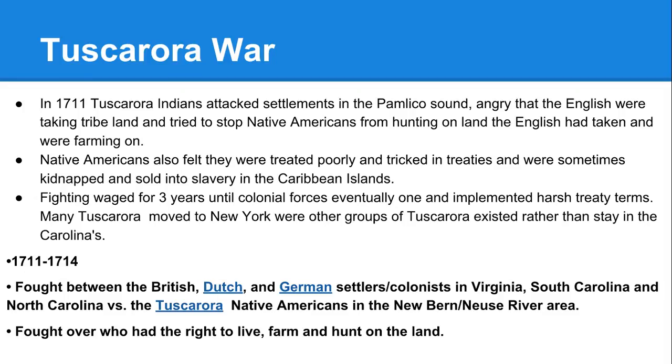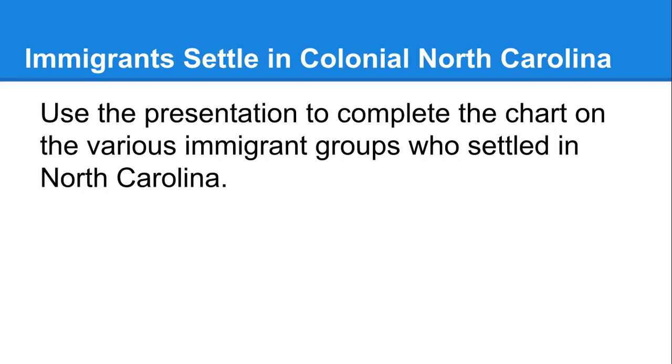So that's the front side. When you finish with that, we'll flip over to the back, and we're going to look at some different immigrant groups that settled in North Carolina during colonial times. Use this presentation and this graphic organizer or chart on the back to fill in the different information about immigrant groups who settled in North Carolina.